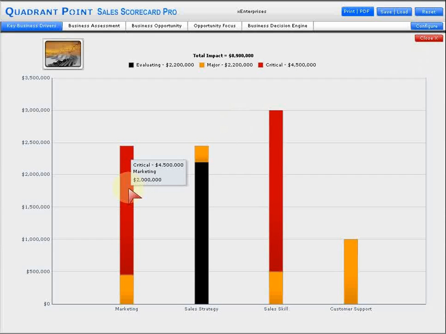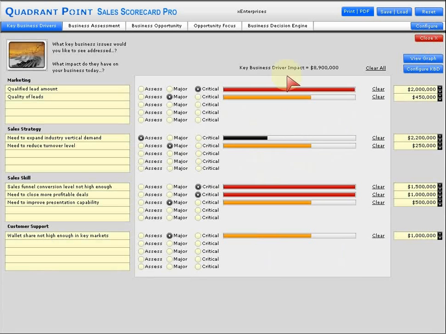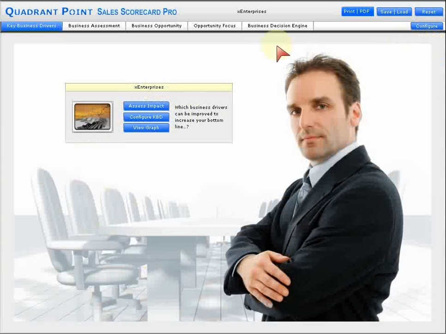You get a quick snapshot view of those areas that are critical versus those areas that are major or just in the evaluation phase. So this is where you get to see any seven-figure problem that you might want to deploy a six-figure solution for. Very powerful area at the front end to get a sense of perspective of where the focal points need to be.